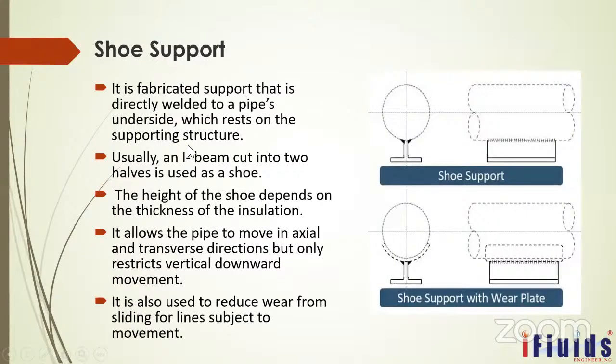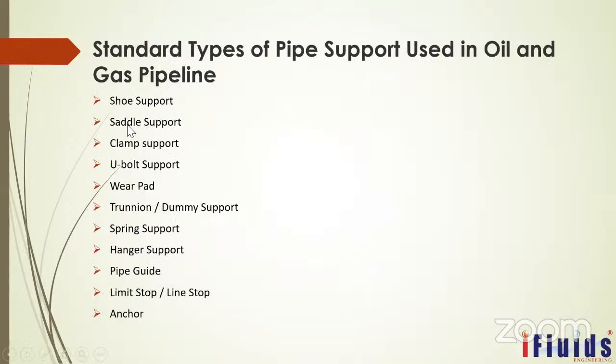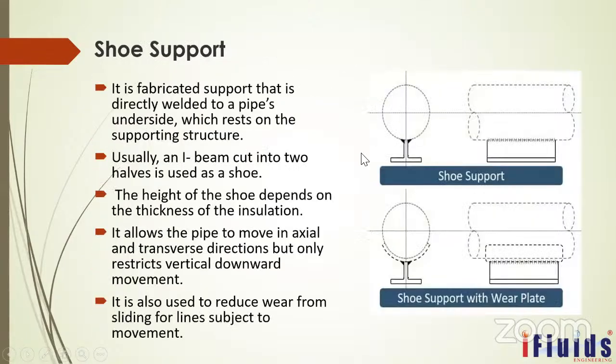So shoe support. First we are going to see one type of support, called shoe support. The reason it is called shoe support is this: here, if you see, this is the pipe, but like a shoe, it supports the pipe from the secondary support. It is a kind of fabricated support that is directly welded to the pipe underside, which rests on the supporting structure. This I-shape, we normally cut from the I-beam. This will be rested on the secondary support, and the other end of this support will be directly welded to the pipe with a fillet weld.